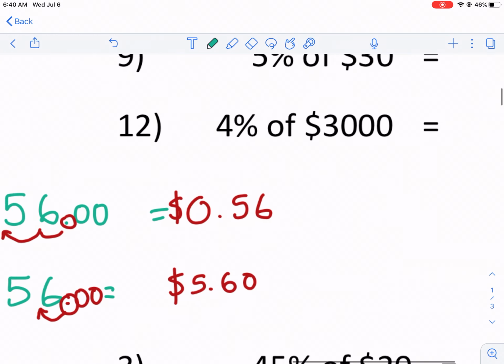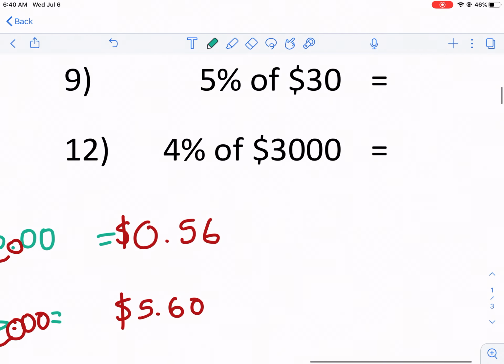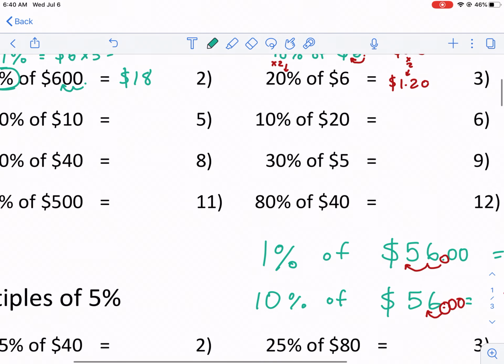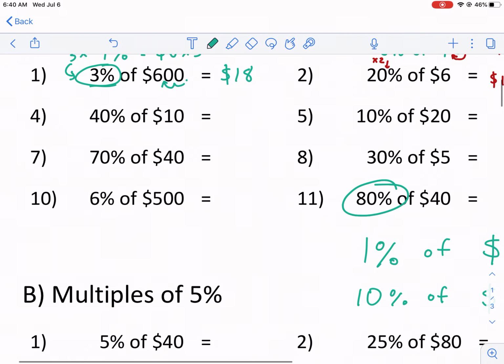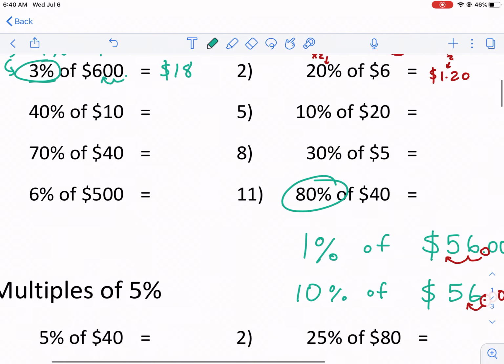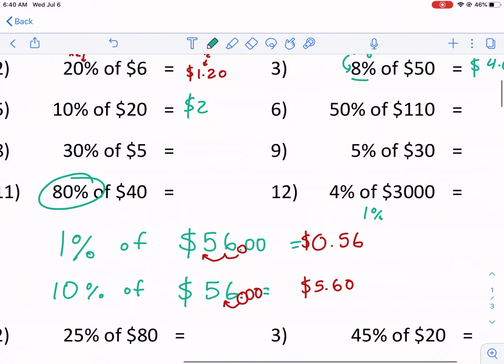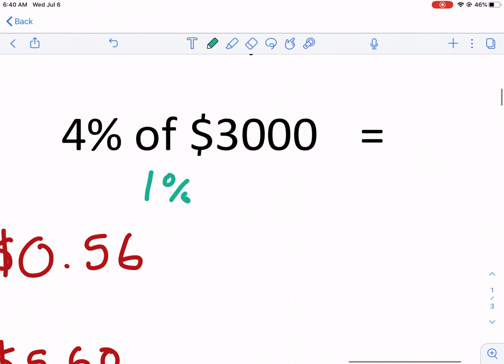Maybe we'll do one more. Ooh, big number. Big numbers shouldn't be that scary, okay? So again, same concept. We want to find 1%. That's going to be our building block. The only ones that are going to be 10% building blocks are like this one, 80. This one's 10%. That one's going to be easy. Just move that over. $2. That one's super easy. But again, I'm on this one, 1%.